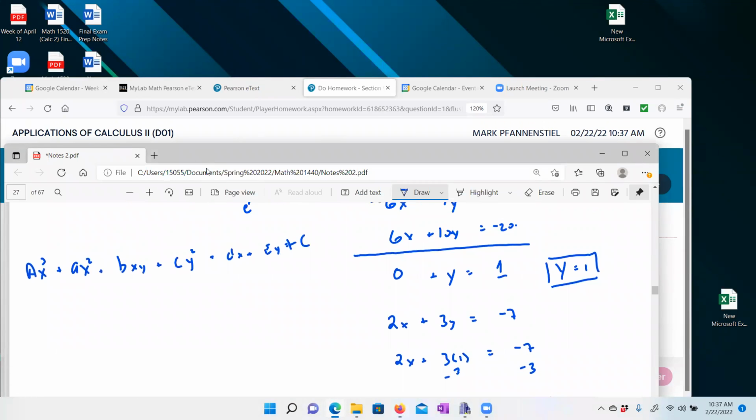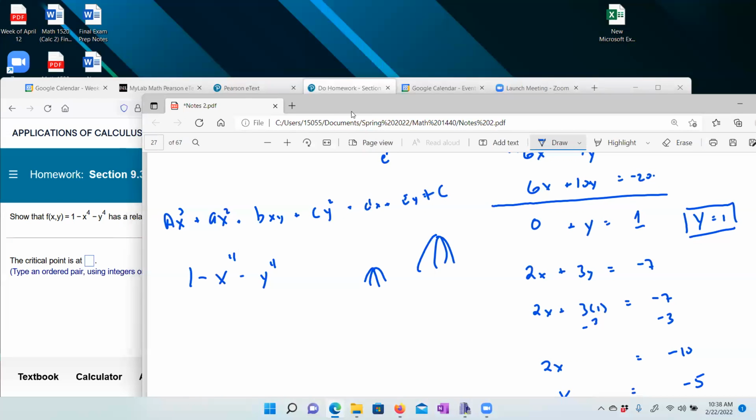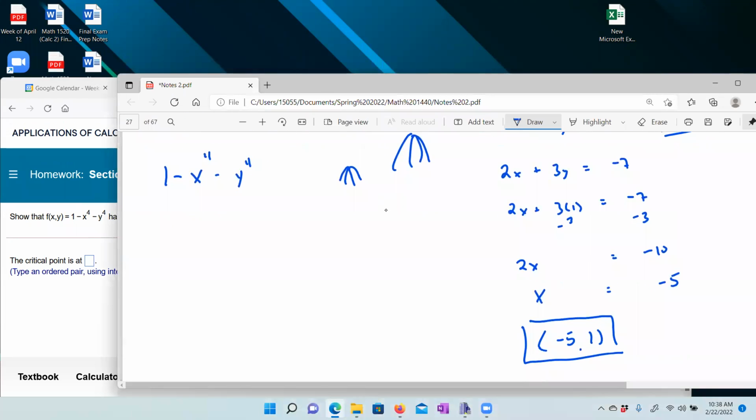So we have 1 minus x to the 4th minus y to the 4th. You can kind of tell just by the geometry of this thing. X to the 4th kind of looks like x squared, so it's a parabola, but facing down because it's negative. Y to the 4th is also a parabola facing down. So this thing is going to look pretty much like a cup turned down. So we could tell there's a relative max here.